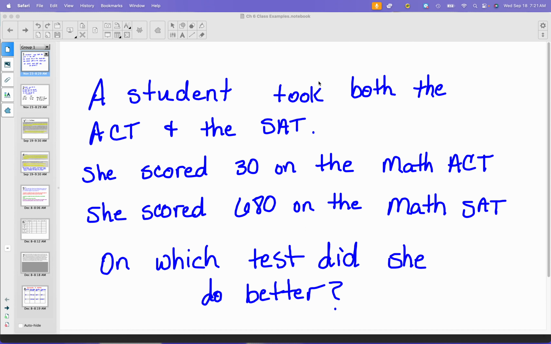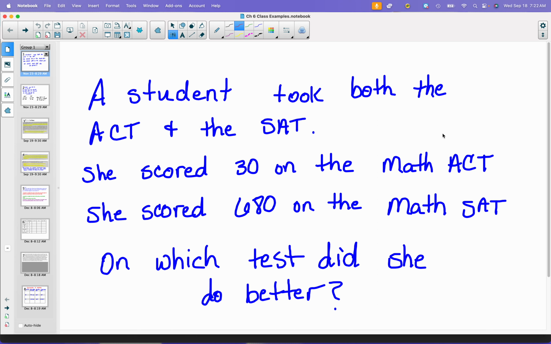Okay, we're going to start into chapter 6, which is dealing with the standard deviation. So, my first question here is a student took both the ACT and the SAT. She scored 30 on the math ACT. She scored 680 on the math SAT. On which test did she do better?